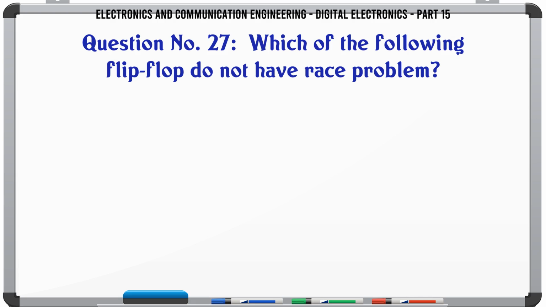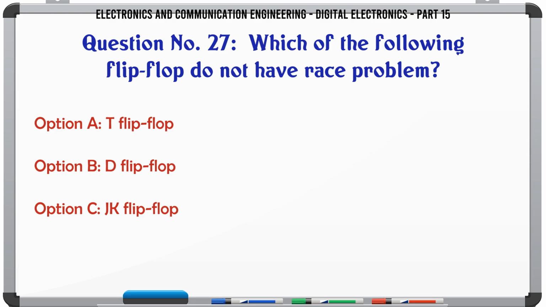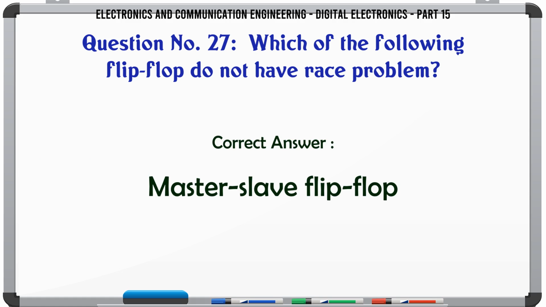Which of the following flip-flops do not have race problem? A. T flip-flop, B. D flip-flop, C. JK flip-flop, D. master-slave flip-flop. The correct answer is master-slave flip-flop.